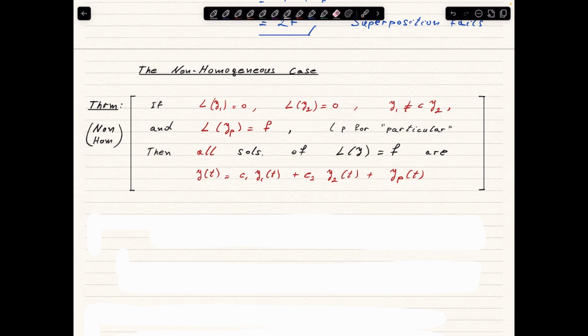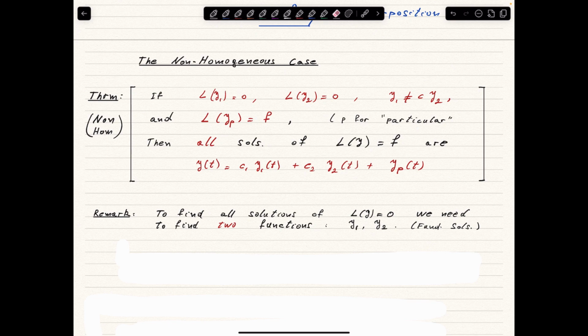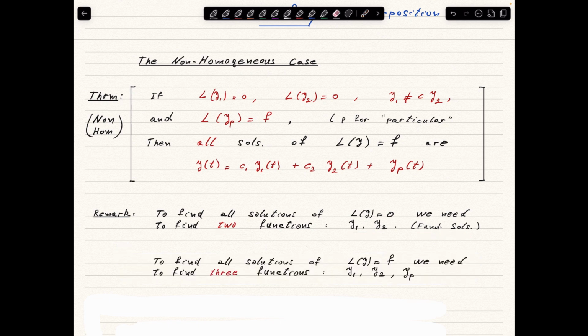Notice that to find all the solutions for the homogeneous equation equals 0 here, we needed to find two functions which we called fundamental solutions. Now, to find all solutions of the non-homogeneous equation, we need to find three functions, the same two that we had to find before, plus a new function that is what we called the particular solution of the non-homogeneous problem.